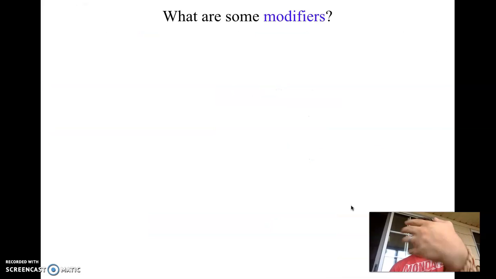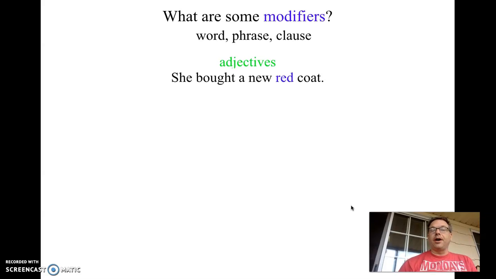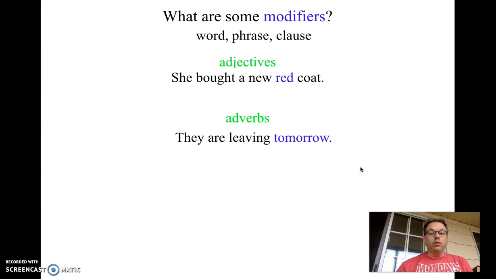Right? What are other examples of modifiers, just to be clear of what they are? Again, they're words, phrases, or clauses. The most popular ones, I have 4 of them, are adjectives. She bought a new red coat. Okay, so actually both new and red are adjectives for coat. Adverbs, the definition told us, they are leaving tomorrow, right? So tomorrow tells us about when they are leaving.